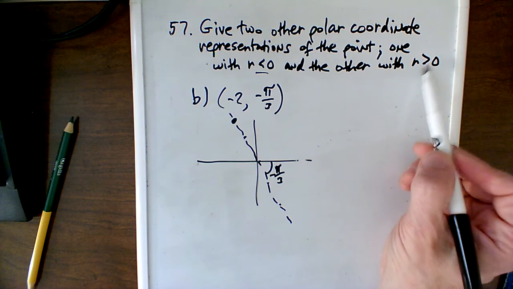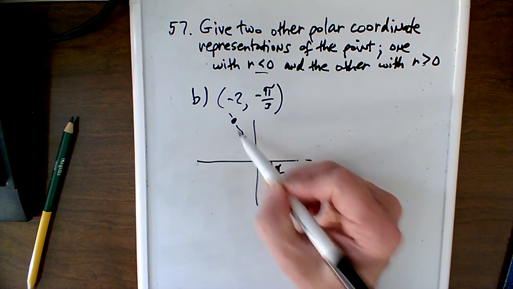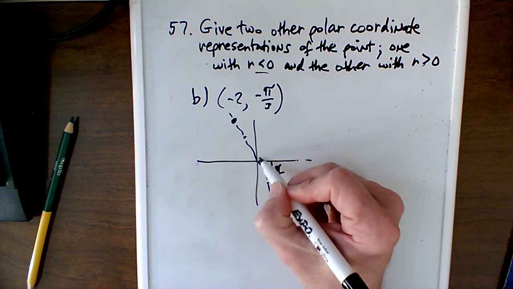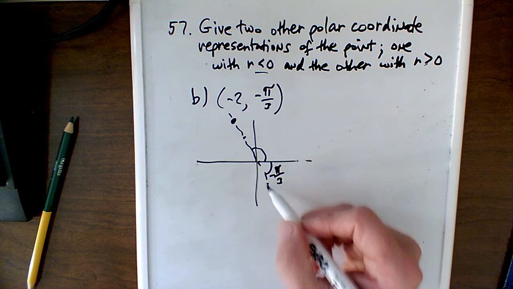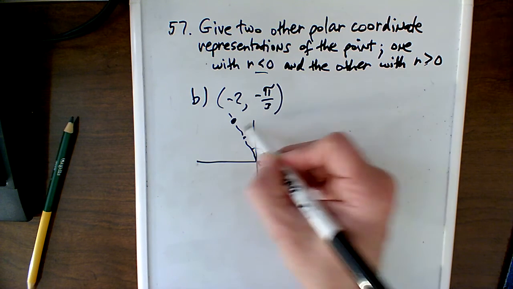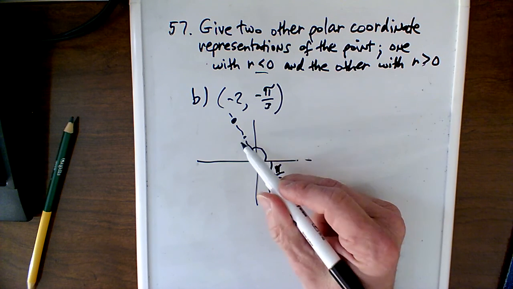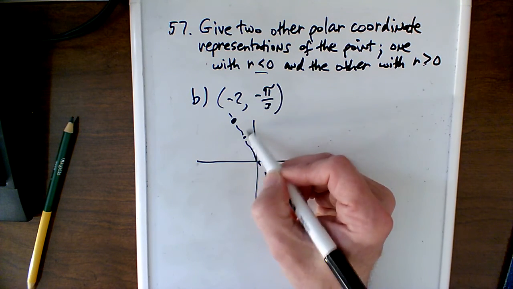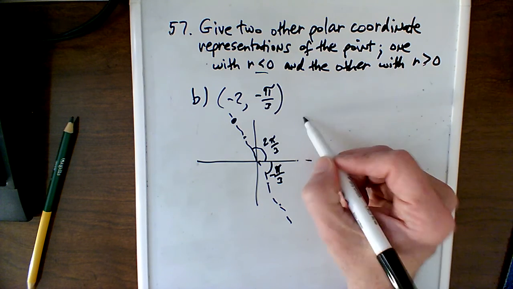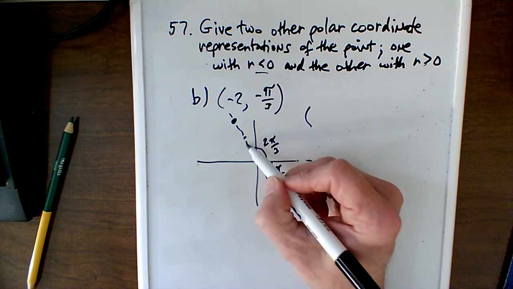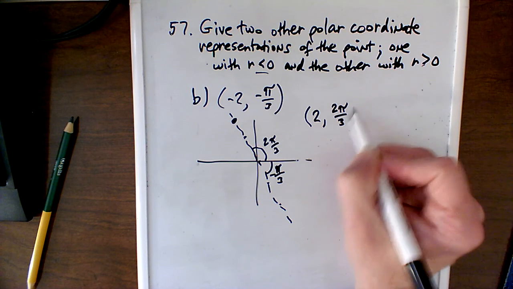Now we want another one with r greater than 0. So if I want a positive r, I would have to be using this angle right here. So what is that angle right there? Well, if we go around this way, I'm basically adding pi to that, so this ends up being 2 pi over 3. And now I've got a positive 2, so it's 2 and 2 pi over 3.